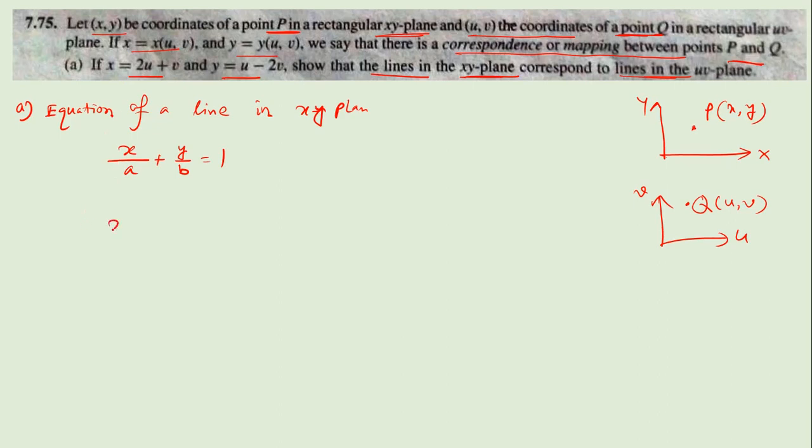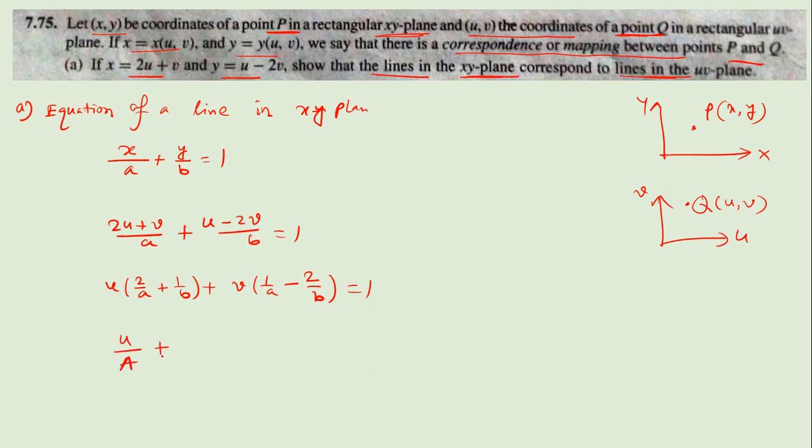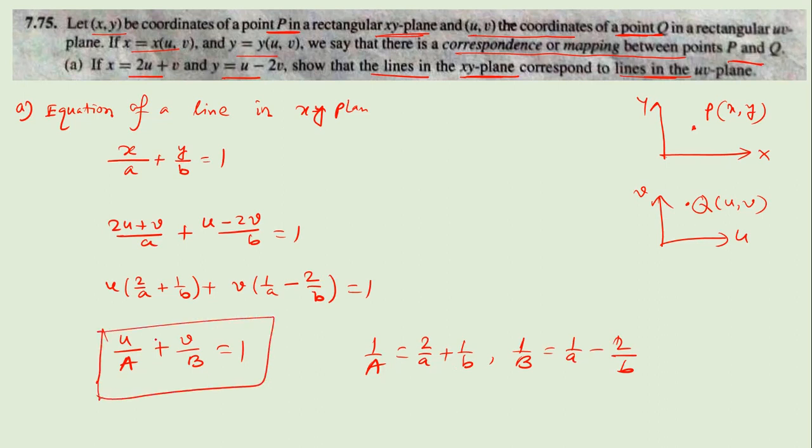So what is the value of x? This is 2u plus v by a, and this is u minus 2v by b equals 1. So if you take u, there is a 2u term, and for v there is a 2v term: 1 by a minus 2 by b equals 1. So this is u by capital A plus v by capital B equals 1, where 1 by capital A is 2 by small a plus 1 by b, and 1 by capital B is 1 by a minus 2 by b. So this is also an intersecting form.